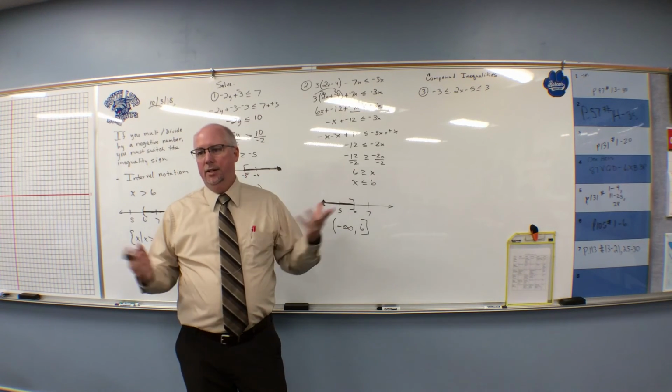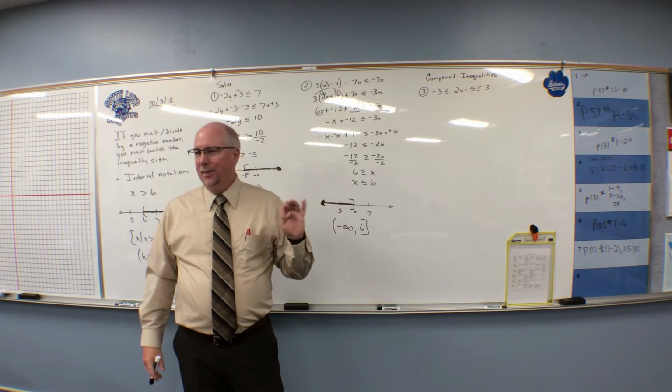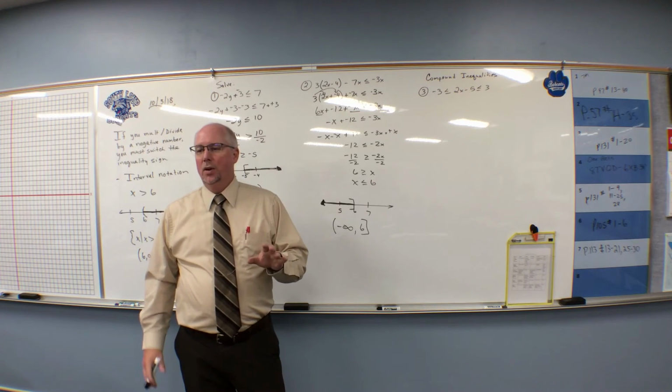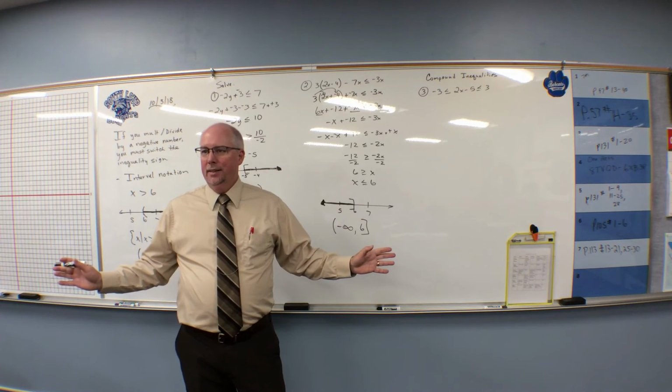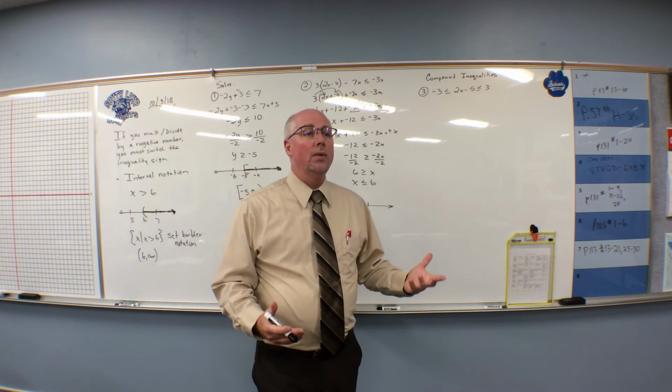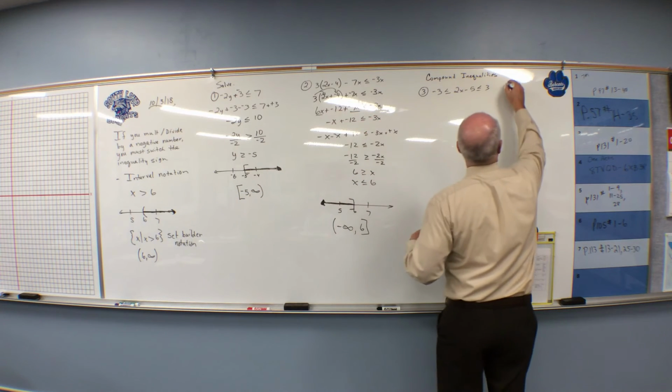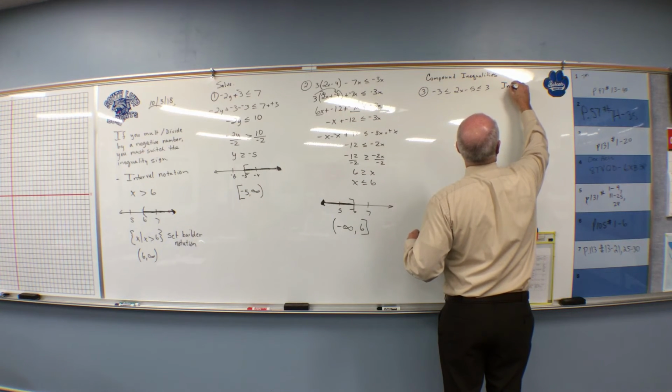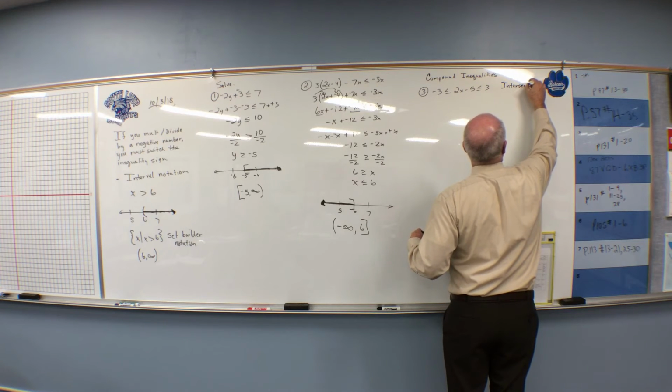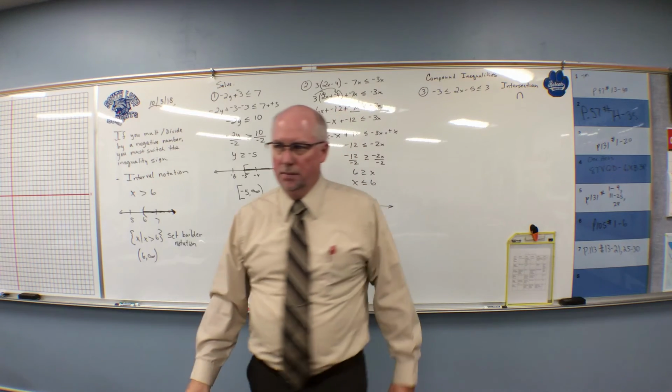How do you know? Because it doesn't have the word or. In order to be an or, it has to have the word or. Everything else is and. So this is an and, which is what we call an intersection. I'm just going to write this off to the side so you know. This is an intersection, which uses this symbol. That's the intersection symbol.